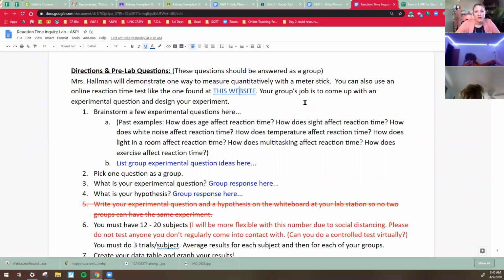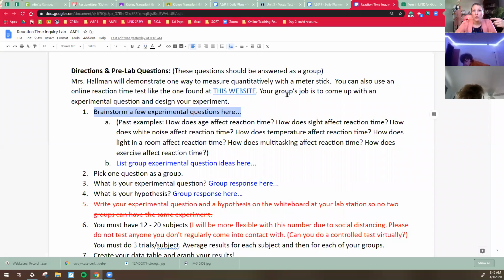The next thing that you guys have to do as a group is brainstorm experimental questions. We are not just testing reaction time. We're doing a controlled experiment where we will have a normal control group with people just trying to measure reaction time normally. But then the other group, you're going to give a variable. The variable can be things like, people have done these in the past, like how does age affect reaction time? How does sight versus auditory stimuli affect reaction time?